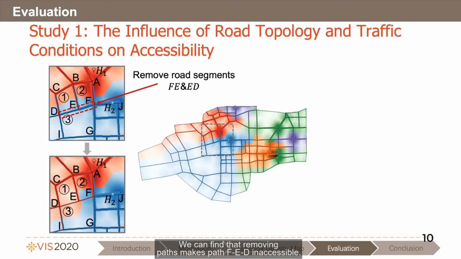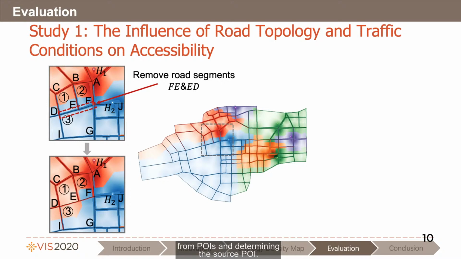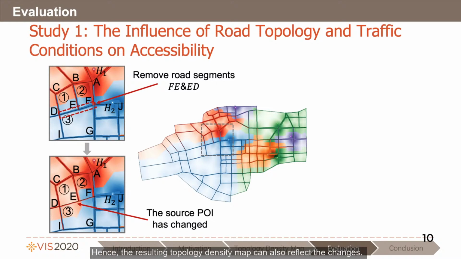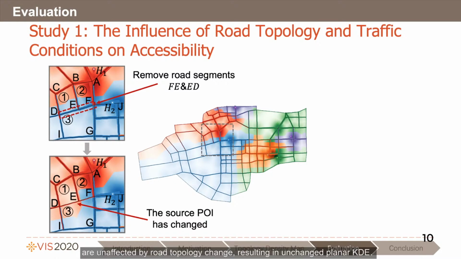We can find that removing passes makes path FED inaccessible, yielding changes to road topology. Therefore, the previous path H2 FED with the shortest access time is no longer available. This affects the construction of the topology density map in terms of estimating the density propagation from the point of interest and determining the source point of interest. Hence, the resulting topology density map can also reflect the changes. In contrast, Euclidean distances between arbitrary locations in the regions and the point of interest are unaffected by road topology change, resulting in unchanged planar KDE.